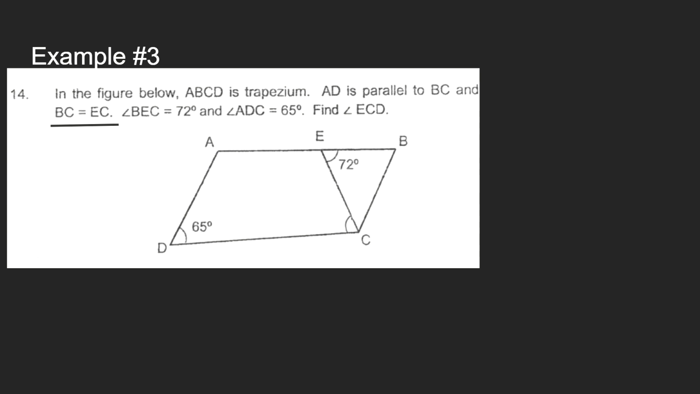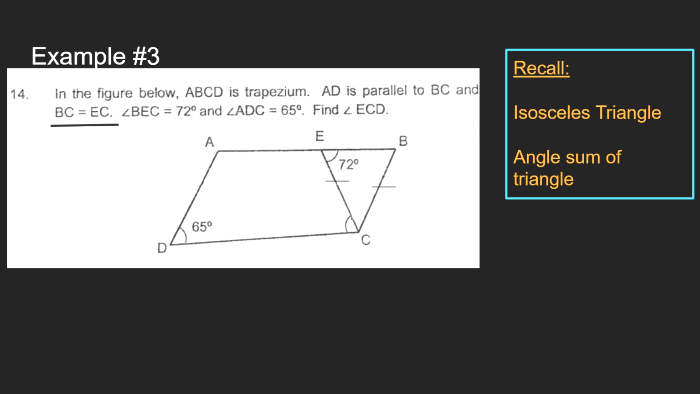Next, BC equals EC. We see something very special. This CEB is a triangle, and from triangles we can recall this. If you want to find ECB, because ECD is BCD minus ECB, I know it's a bit confusing, but you can look at the figure. We need to find angle ECB. And how do we find that?